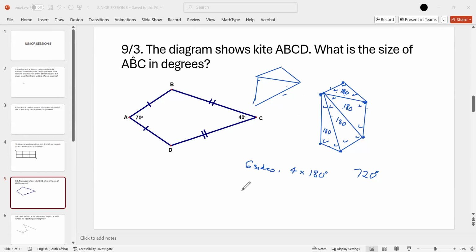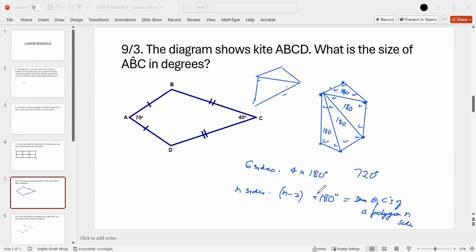Right? So in general, if you've got n sides, right, there is n minus 2 times 180. That is the sum of the angles of any polygon. Polygon is a general word for a figure whose sides are all straight lines, having n sides. That's a nice formula to remember.